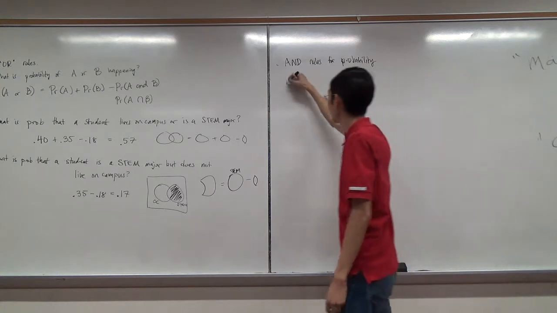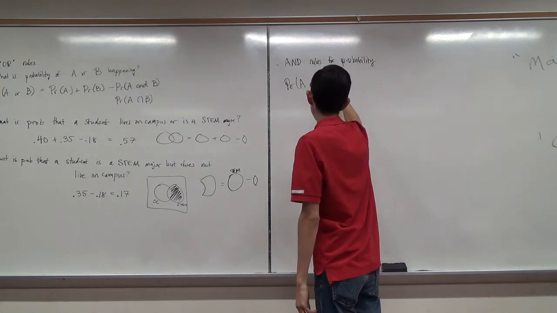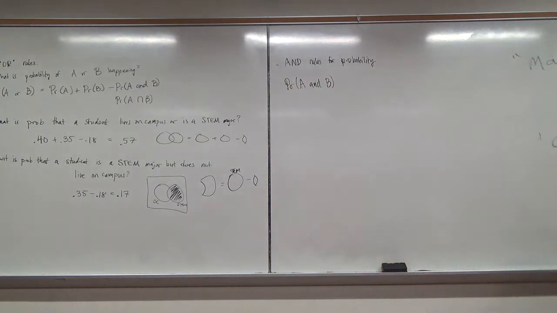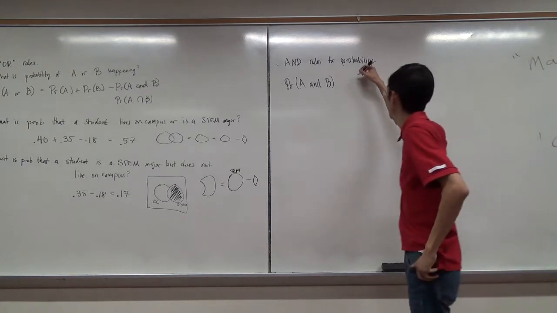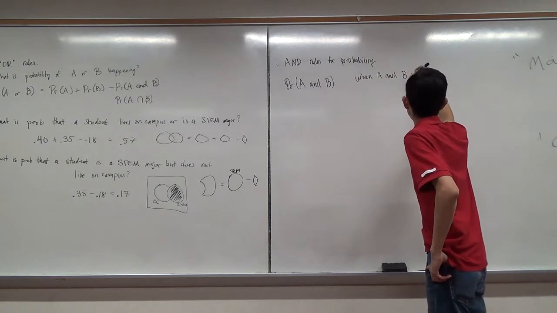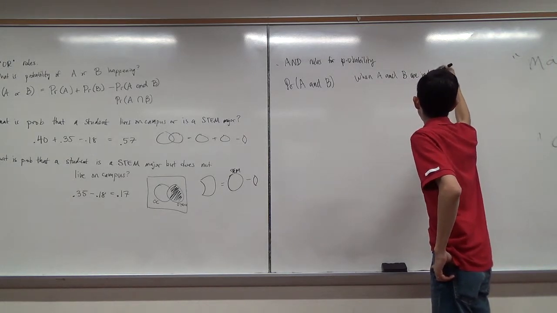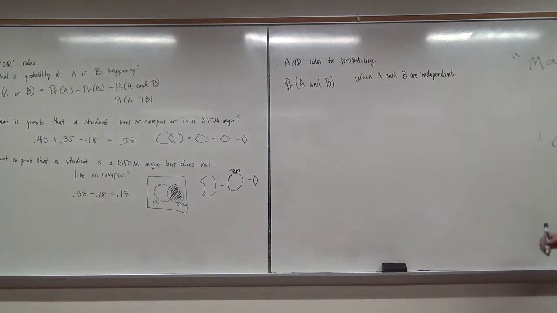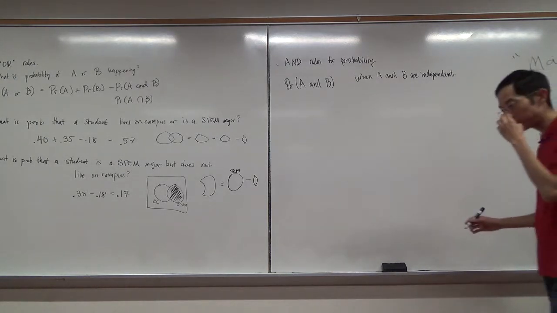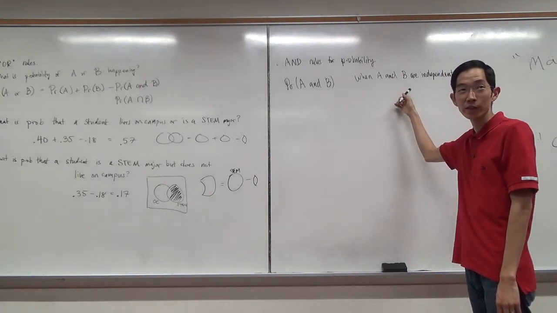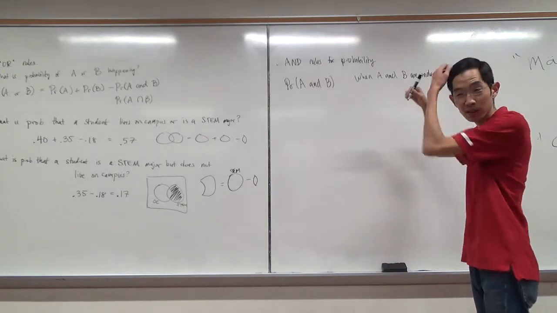So we might ask, what is the probability of A and B? And first we're going to learn the special case for when A and B are independent only. So independent means that the outcome of A has no influence on the outcome of B, and vice versa. The outcome of B has no influence on the outcome of A.